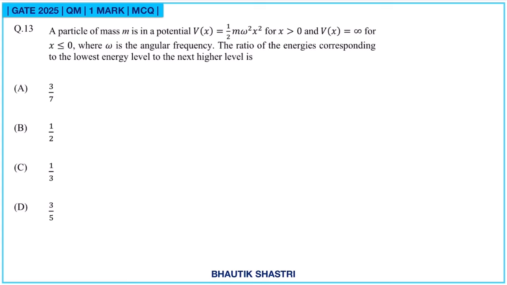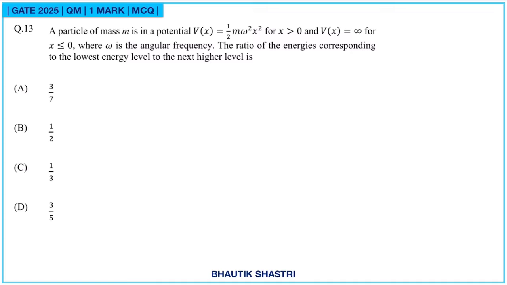Question number 13. A particle of mass m is in a potential V of x is equal to half m omega square x square for x greater than 0, and V of x is equal to infinite for x less than or equal to 0, where omega is the angular frequency. The ratio of the energies corresponding to the lowest energy level to the next higher level is.